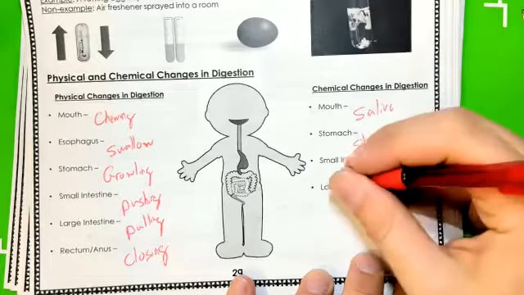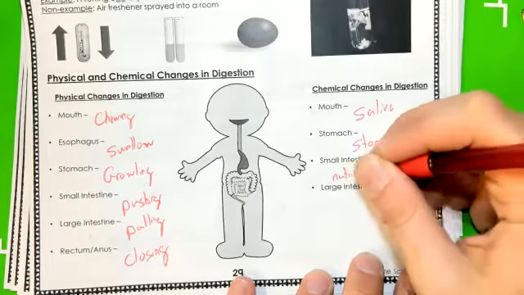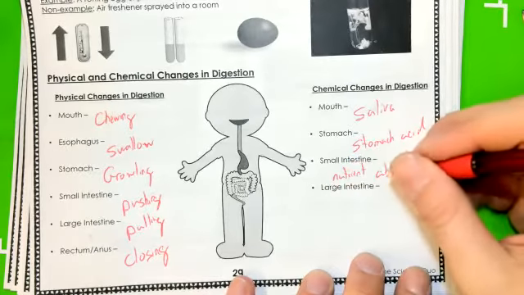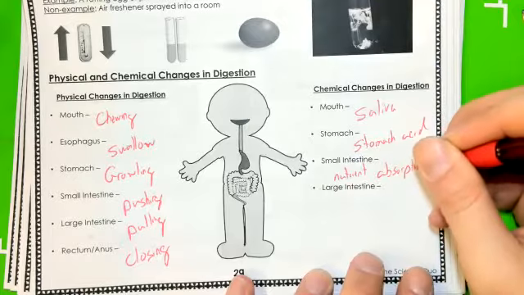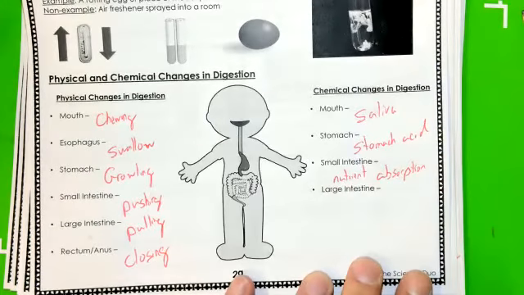Your small intestine soaks up nutrients. It takes those nutrients and gets them into your bloodstream. Your intestines do most of the work for your digestive system. That's where you're getting your nutrients from.